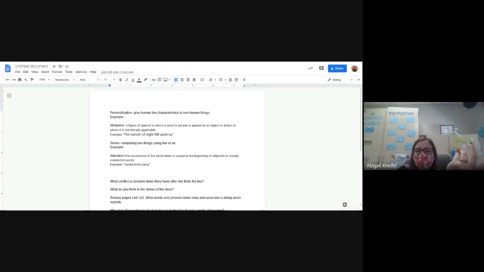And an alliteration, the occurrence of the same letter or sound at the beginning of adjacent or closely connected words. Sweet birds sang. Marvelous Molly moved. Okay, that would be an alliteration. We find alliterations all the time in poems.